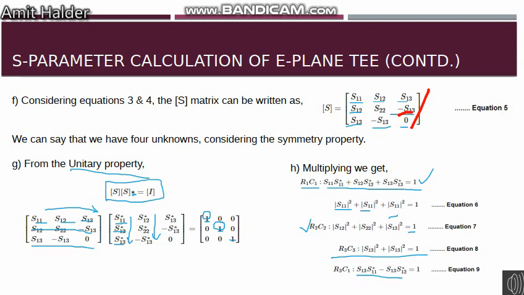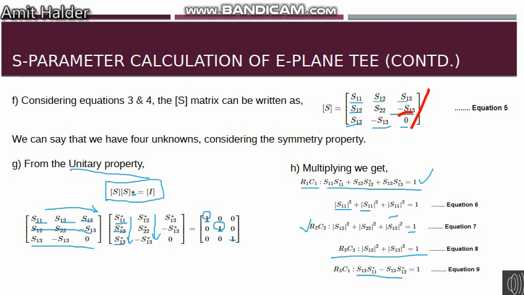We can say that we have 4 unknowns. That means there are really 4 unknowns: S11, S12, S13 and S22. There are 4 unknowns considering the symmetry property.